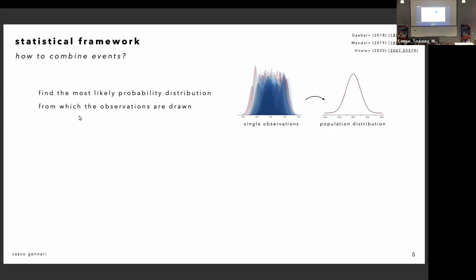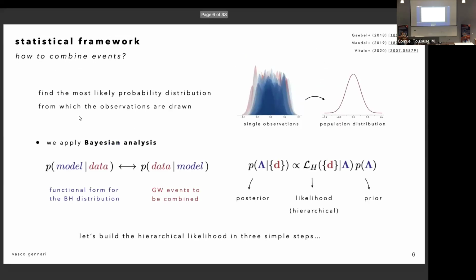The way in which we do it is again through Bayesian analysis. This is our statistical framework. It's going to take some time. Right. So it's the same thing as Charlie just described. So we want to get the probability distribution of a model given the data.